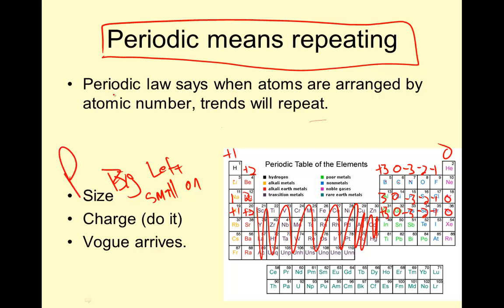Did you draw a periodic table to show size? I hope you did. If you did, you're a good student. If you didn't, you'll draw one now. Did you draw another periodic table and label it for charge? If you did, you're a good student. If you didn't, you're doing it now. Periodic means repeating, so these trends will repeat.